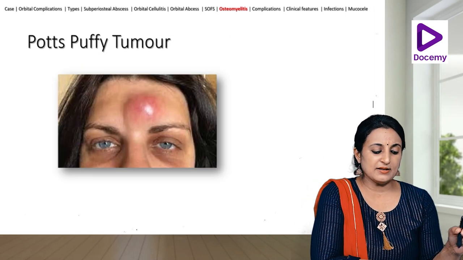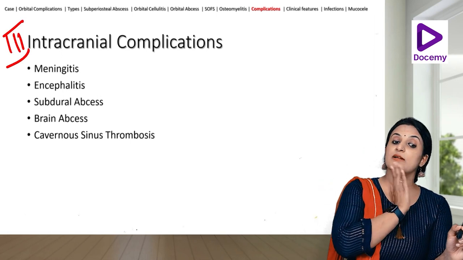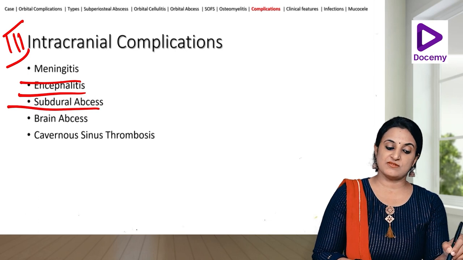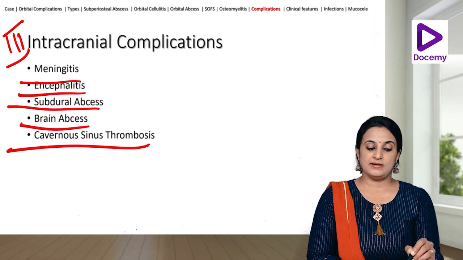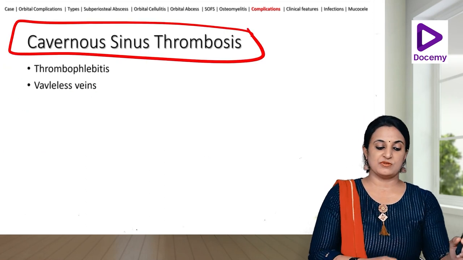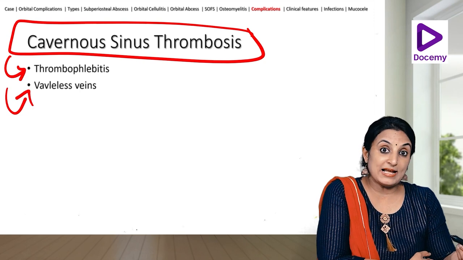Now let's go to the higher grade complications, the third one being intracranial complications like meningitis, encephalitis, subdural abscesses, brain abscesses, and cavernous sinus thrombosis. Now, what is cavernous sinus thrombosis? It occurs because of thrombophlebitis and the lack of valves in the veins.